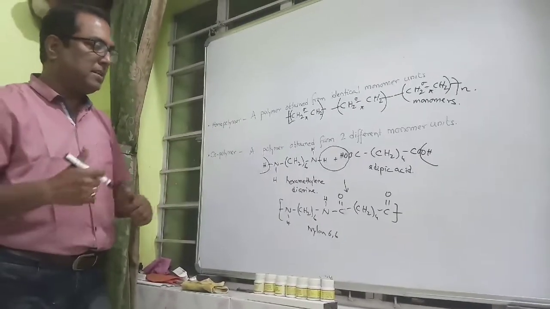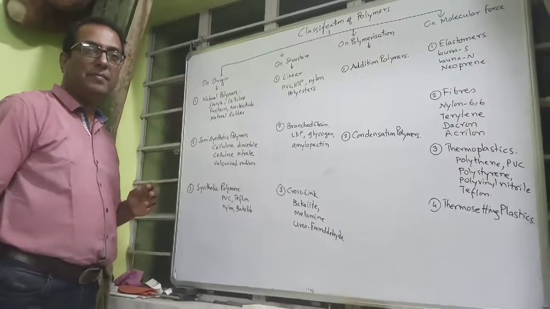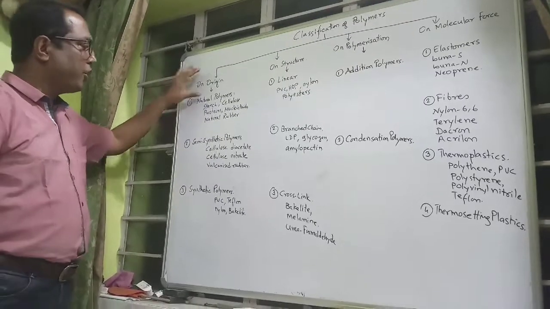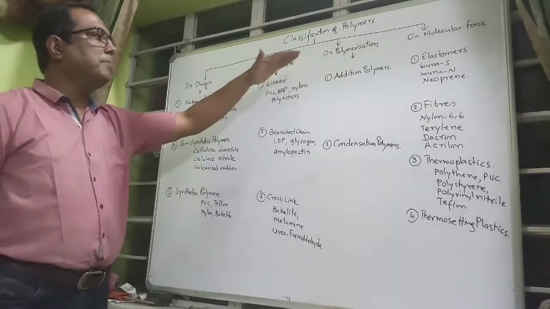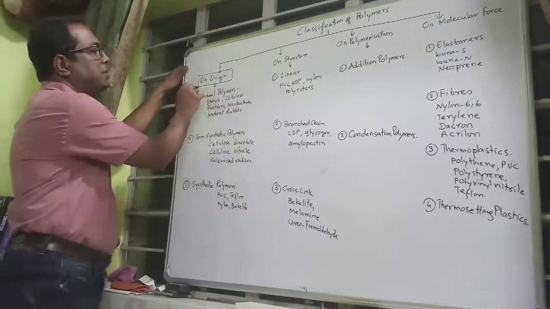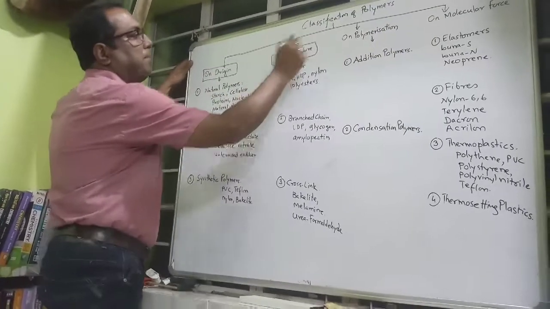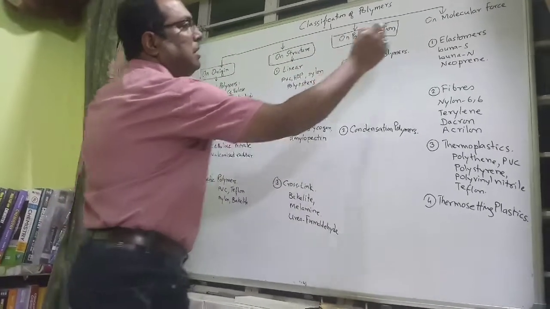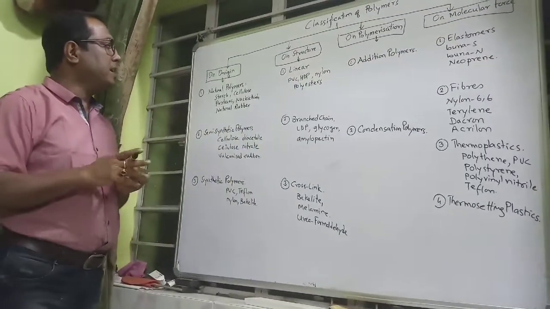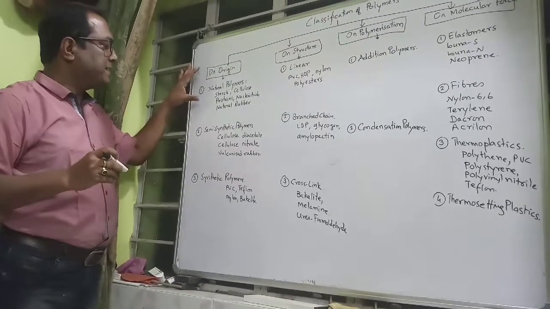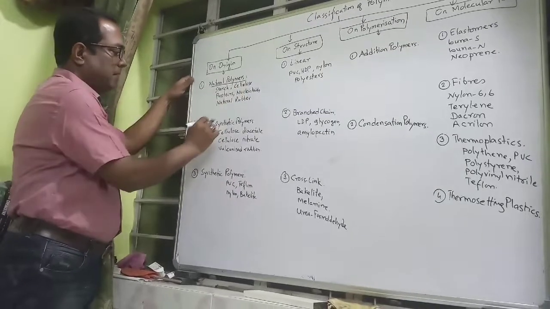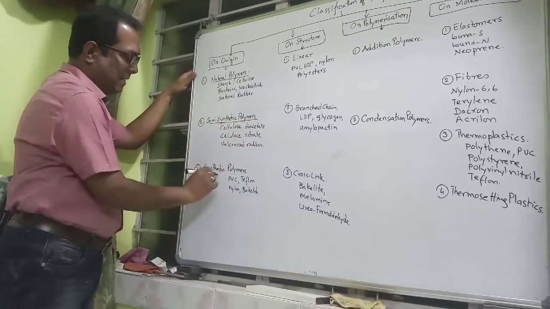So two different types of monomers are being used here. Here we are going to classify the polymers under four heads: on origin, on structure, on polymerization, and on molecular forces. So first one on origin, second on structure, the third on polymerization, and the fourth based on the molecular force. So if we think about on origin, we can classify under three heads: natural polymers, semi-synthetic polymers, and synthetic polymers.